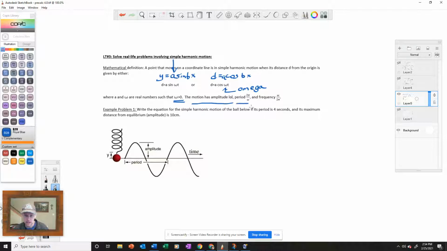You know that the period is 2 pi over omega because in our previous lesson, we said that the period was 2 pi over b. Now we're replacing b with omega.